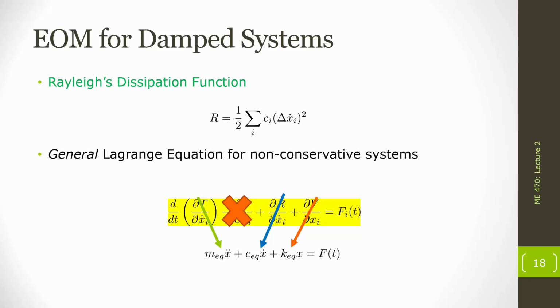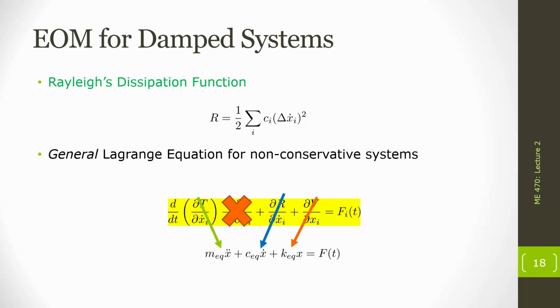So any linear mechanical system is going to, in general, look like this: m x double dot plus c x dot plus k x equals f. And we can modify it further. If it's autonomous, the f will be 0. If it's undamped, then the c_eq will be 0. We will be left with just an x double dot and an x.